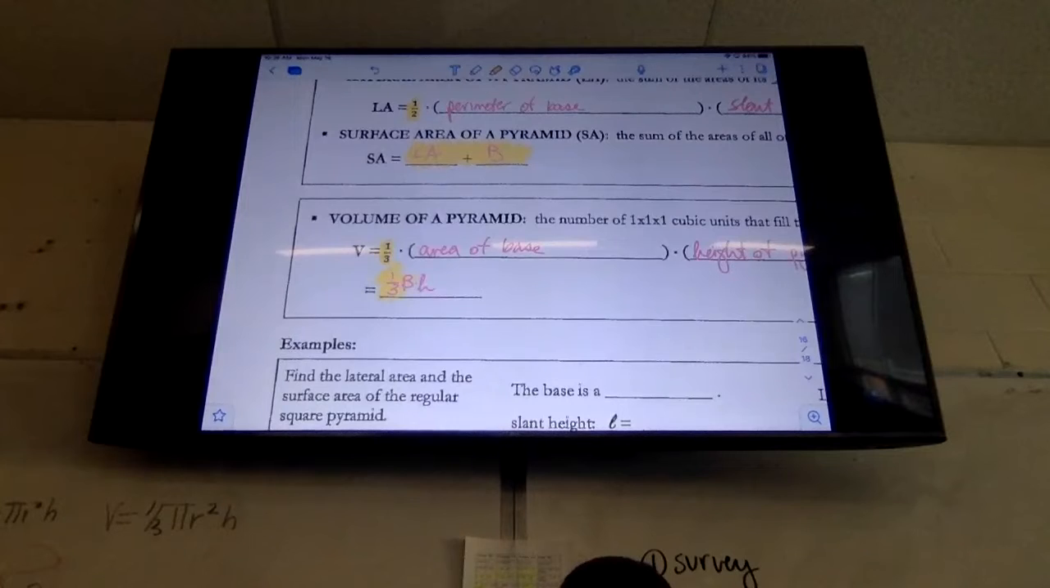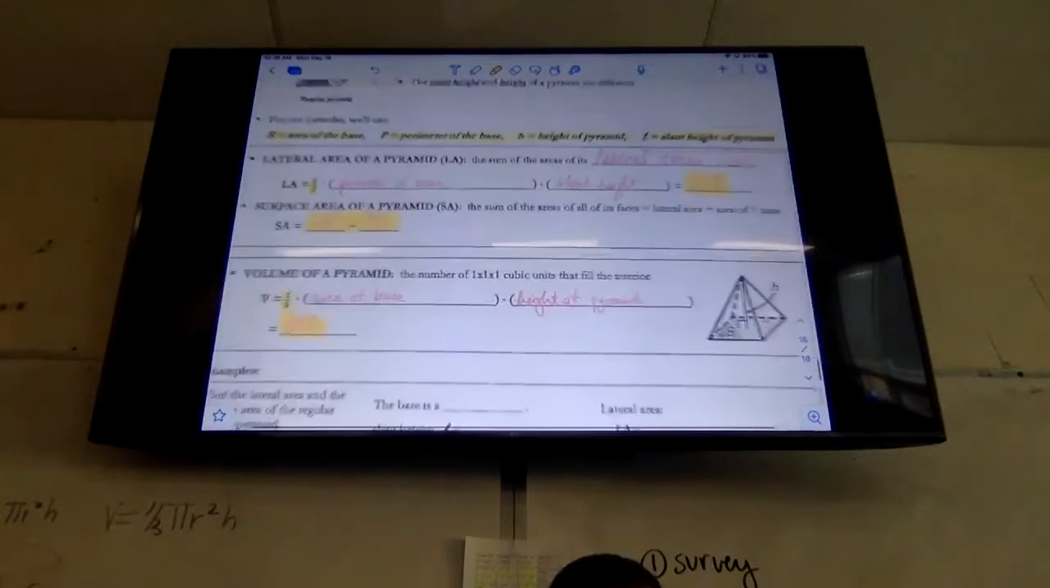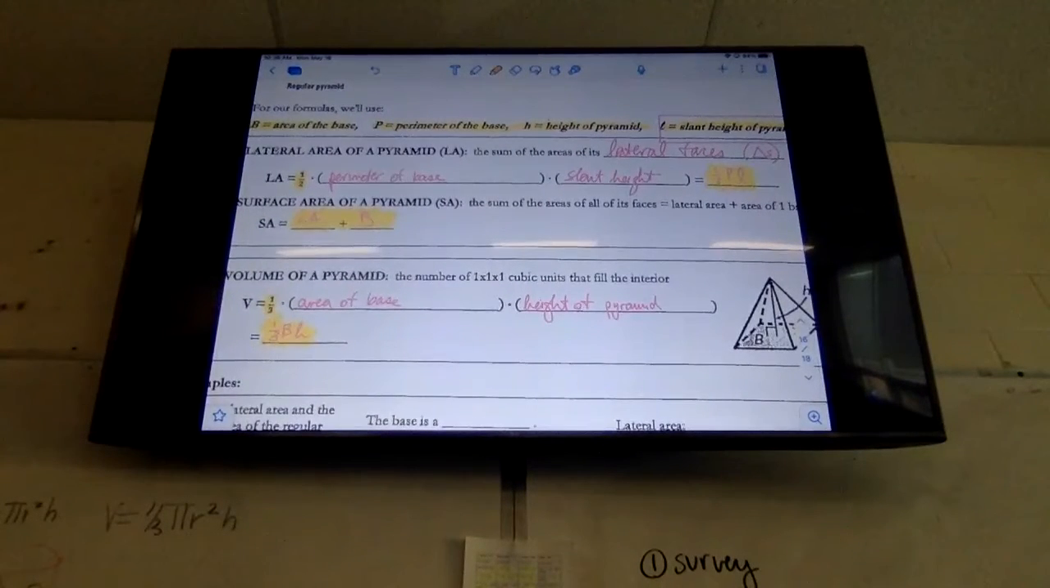And again, I will give these to you. So it's not like you have to remember 1/3. I will give you that 1/3. So reminder, LA is 1/2 PL. SA is LA plus B. And then V, volume, is 1/3 B times H. You can do B times H divided by 3.